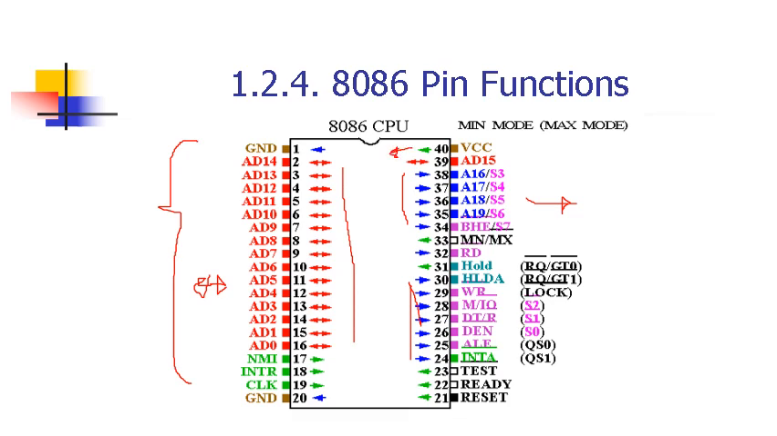So this is the pin configuration in a little more detail. The pins of your 8086 processor are divided into 3 groups. A group whose communication is bilateral, in and out. A group whose communication is in only. A group whose communication is out only.